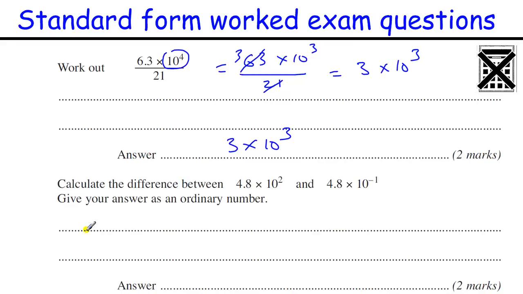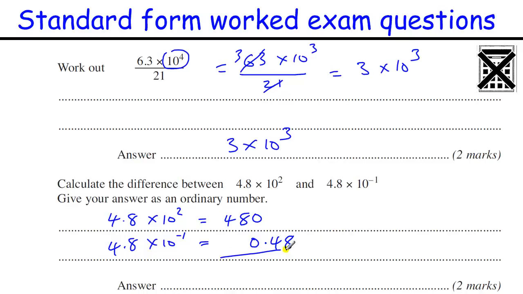Calculate the difference between these two, so we're subtracting again, 4.8 times 10 squared, and 4.8 times 10 to the minus 1. I'll show you two ways of doing this. If we just change it to ordinary numbers, that's going to be 480, because 10 squared is 100. 10 to the minus 1 is actually 0.48, because we're moving the decimal point one place this way. And then if we subtract those, we get 479.52.